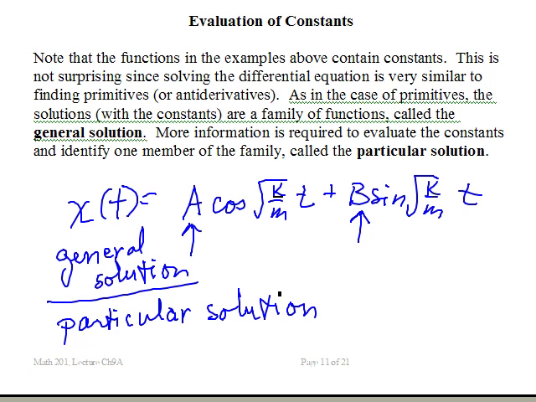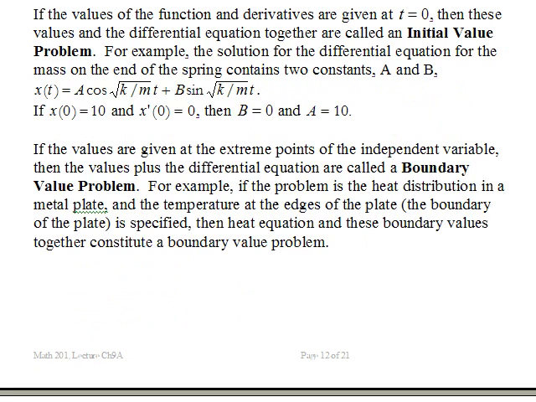Okay, and there's two rather famous ways of doing it, although there are other methods. Let's say that you have an equation relating the function and some of its derivatives, and you're given the values of them at t equals 0. So say you know x of 0 and dx by dt at 0. You can take these values and evaluate the constants. In this case, we had an A and a B.